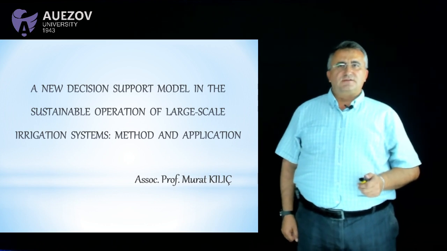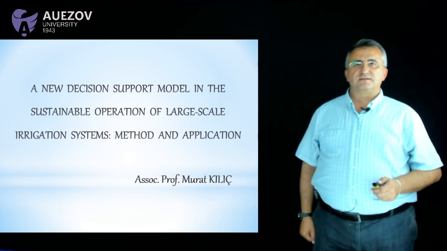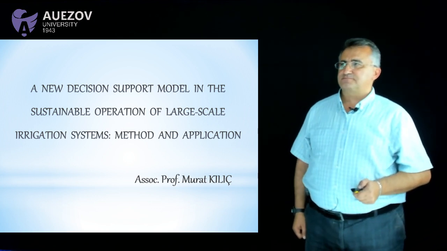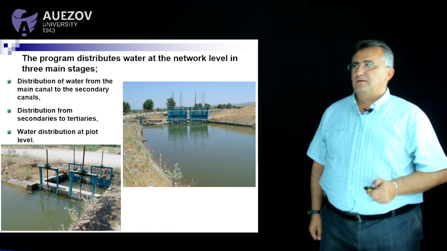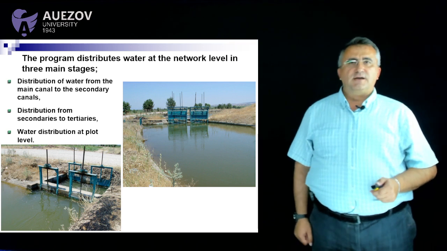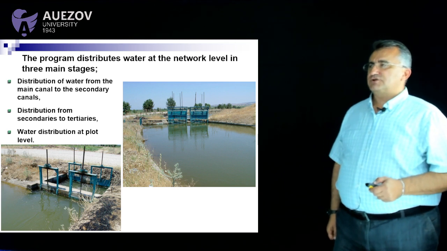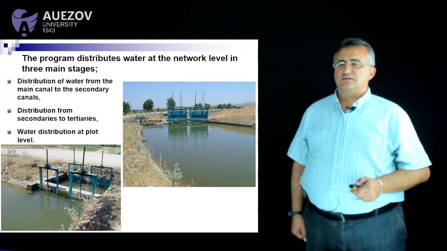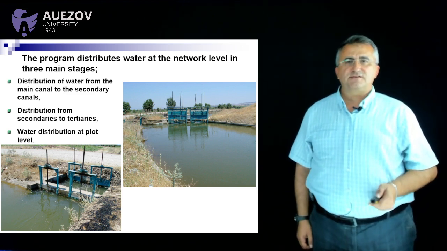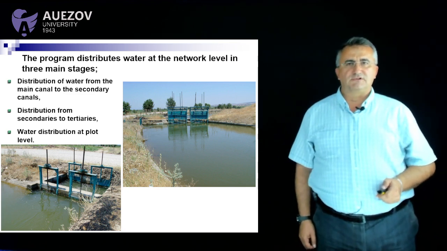The subject of our video lecture is a new decision support model in the sustainable operation of large-scale irrigation systems. This program distributes water at the network level in three main stages: distribution of water from the main canal to the secondary canal, distribution from secondaries to tertiaries, and water distribution at plot level.